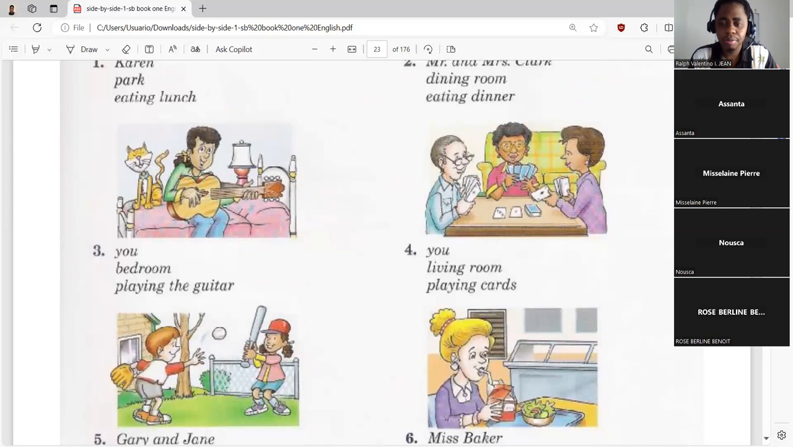Yes. Number three. The same thing. You have the person, the place, and the activity, what the person is doing. Go ahead. Where are you? I am in the bedroom. Très bien. What are you doing? I am playing the guitar. Très bien.